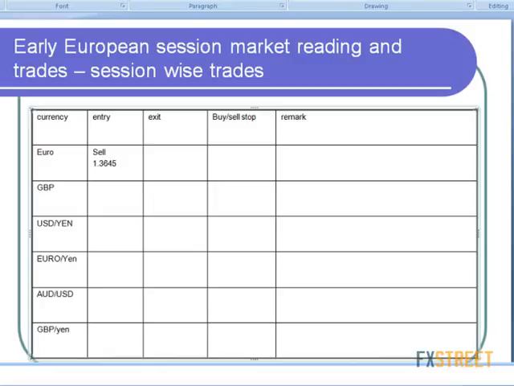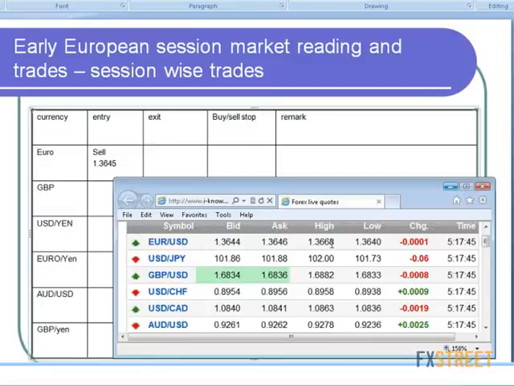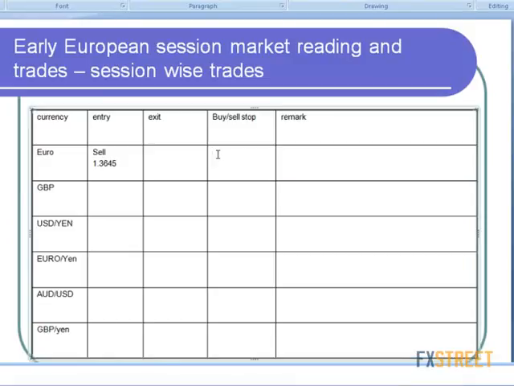At 1.3645, with an order of 30 pips, there is an entry stop. Nice stop. 30 pips above.